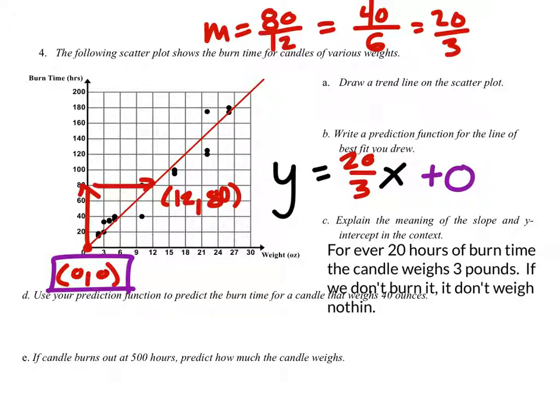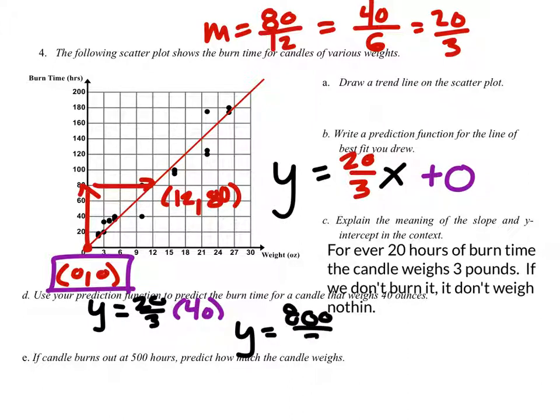Use your prediction function to predict the burn time for the candle that weighs 40 ounces. 40 ounces is the weight, so that's our x value. So when I go in here, y equals 20/3, x now is 40. And plus 0, that's not going to matter. I get a y that's equal to 800 thirds, which, yeah, ounces. Yeah, sorry, thank you. Ounces. So, what do we get out of that?